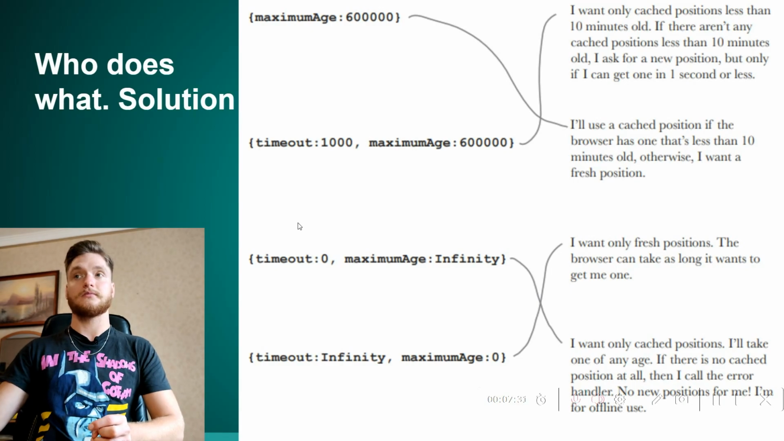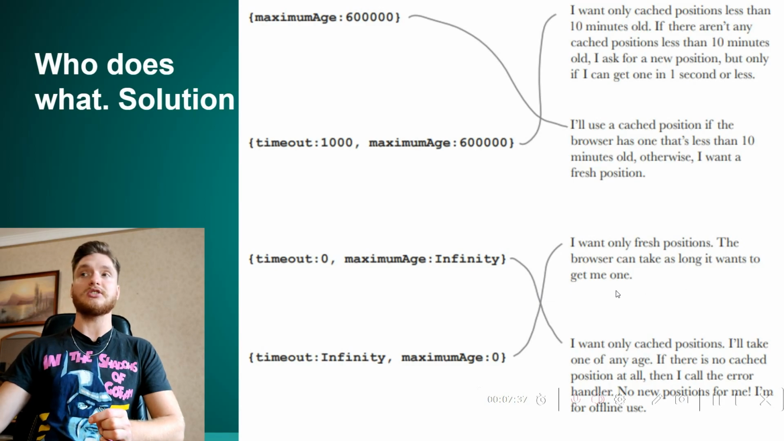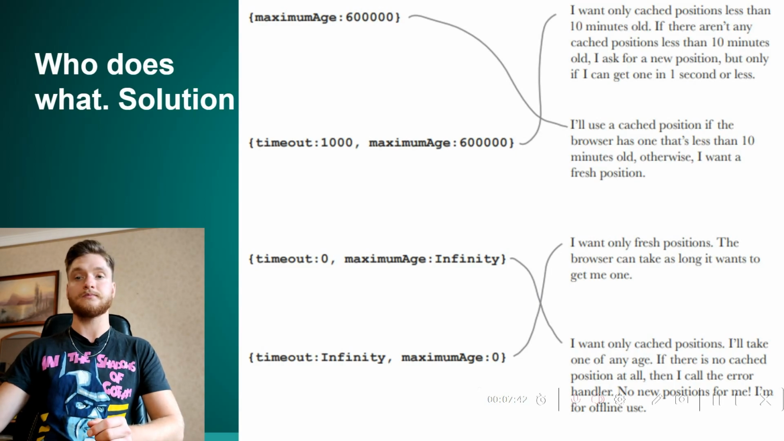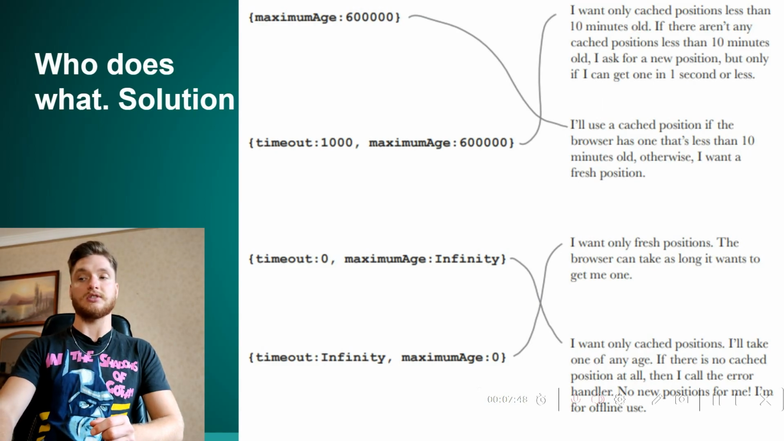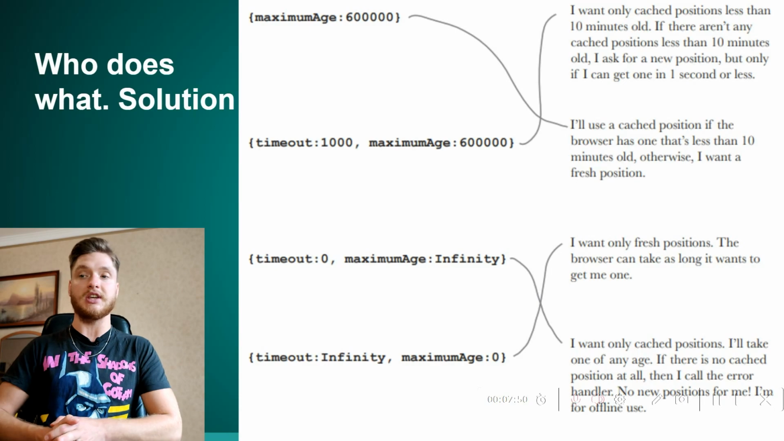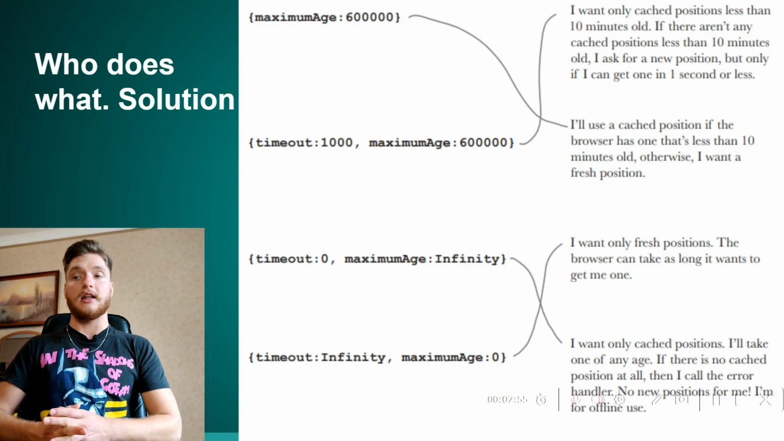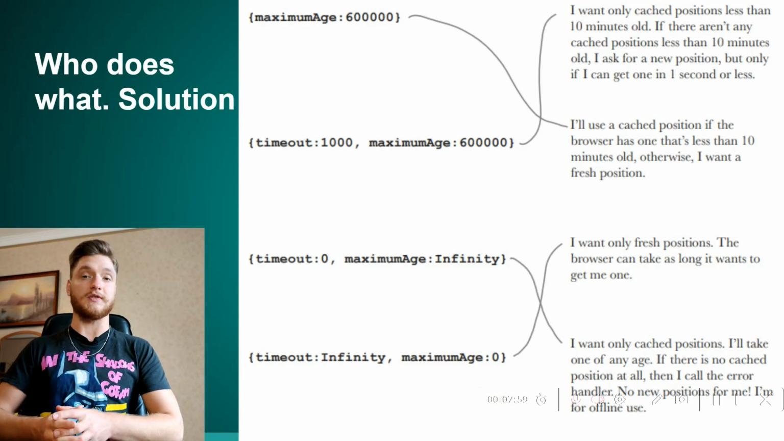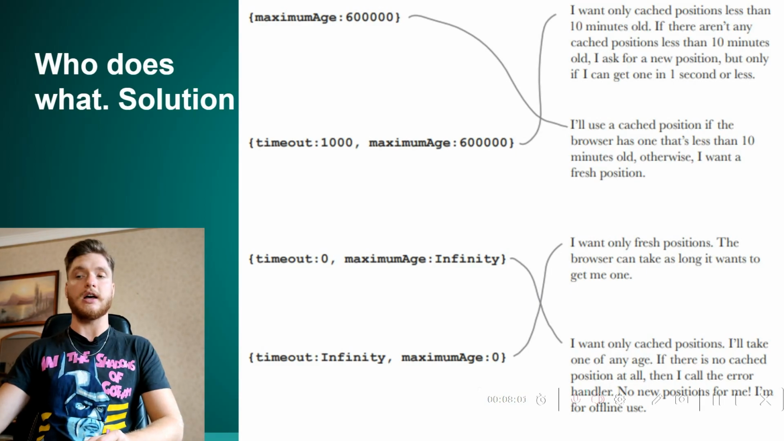So, timeout infinity, maximumAge 0: I want only fresh positions. The browser can take as long as it wants to get me one. And timeout 0, maximumAge infinity: I want only cached positions. I'll take one of any age. If there are no cached positions at all, then I call the error handler. No new positions for me. I am for offline use.